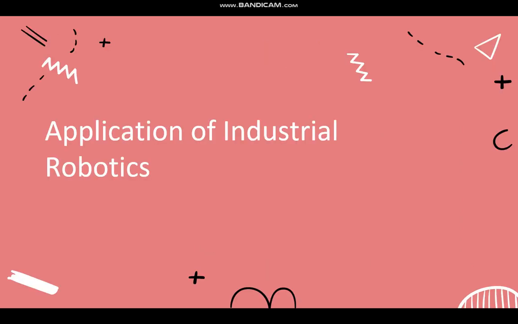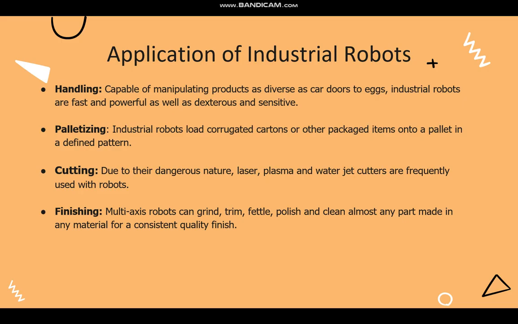Now, let's move on to applications for industrial robotics. Application of an industrial robot. Handling, capable of manipulating products as diverse as car doors to eggs. Industrial robots are fast and powerful as well as dexterous and sensitive. Palletizing. Industrial robots load corrugated cartons or other packaged items onto a pallet in a defined pattern.